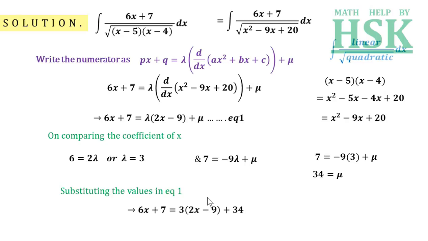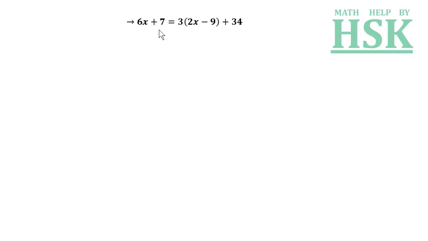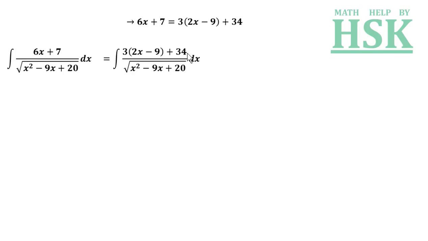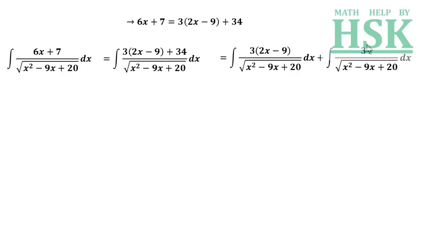In the next step, I'm going to substitute this value in the place of 6x + 7. So taking the value of 6x + 7 and substituting in its place, I'm going to get the integral like this. Now I'm going to divide the term in the numerator separately by square root of x² − 9x + 20, so I get these two separate integrals. I assume one as I1 and the other as I2. The idea is that we have to solve them separately.